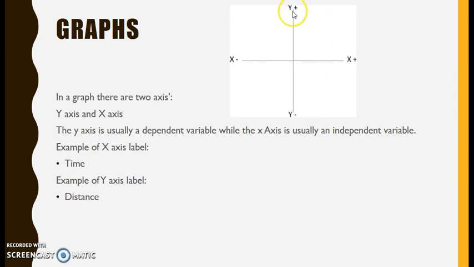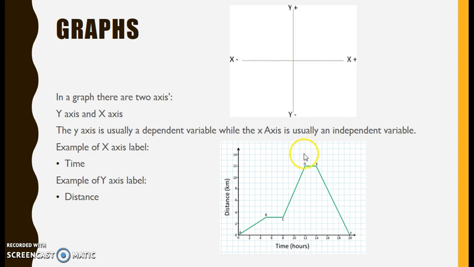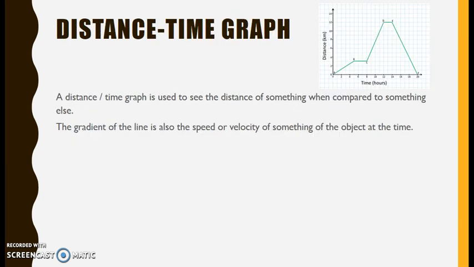So, here you go. Here's a y-axis, x-axis. Horizontal, vertical, easy. Alright, here's an example of a distance time graph. Looks complicated now, but chill out. It'll be easy soon. Alright, so we'll be learning first about the distance time graph.